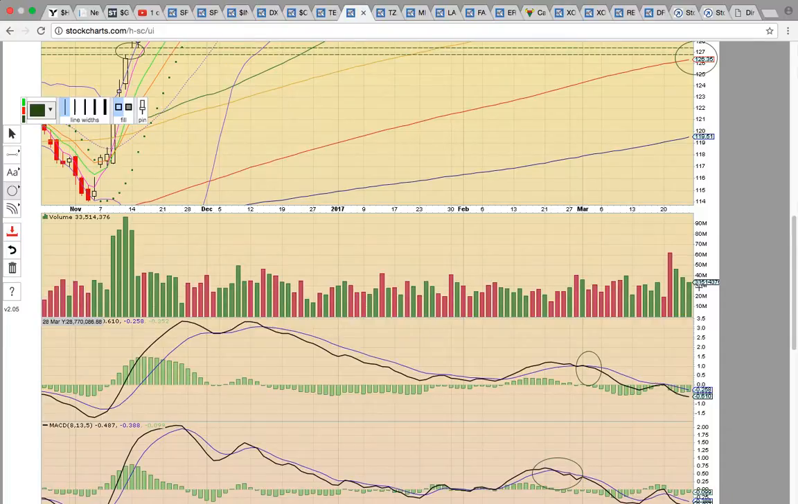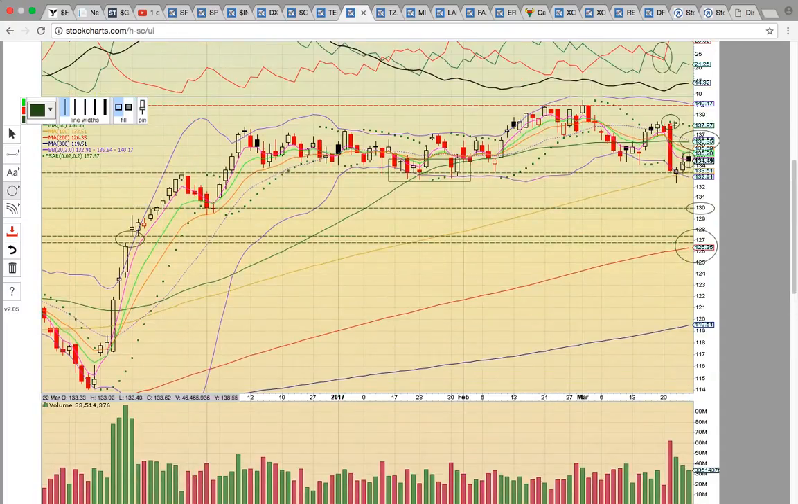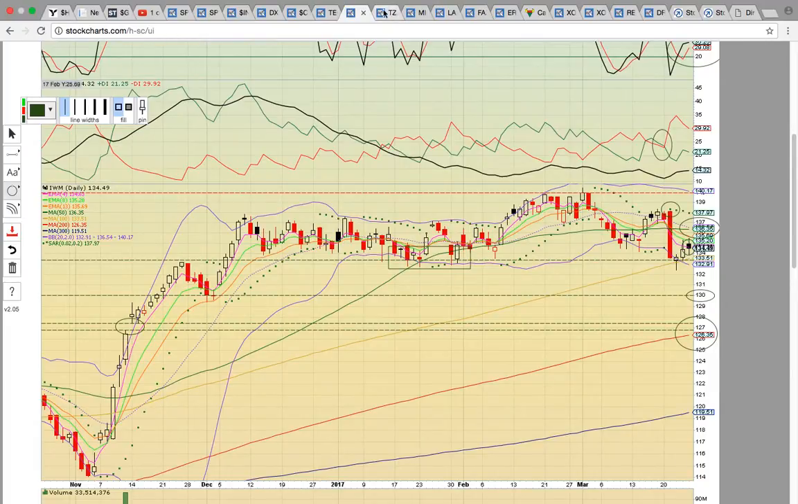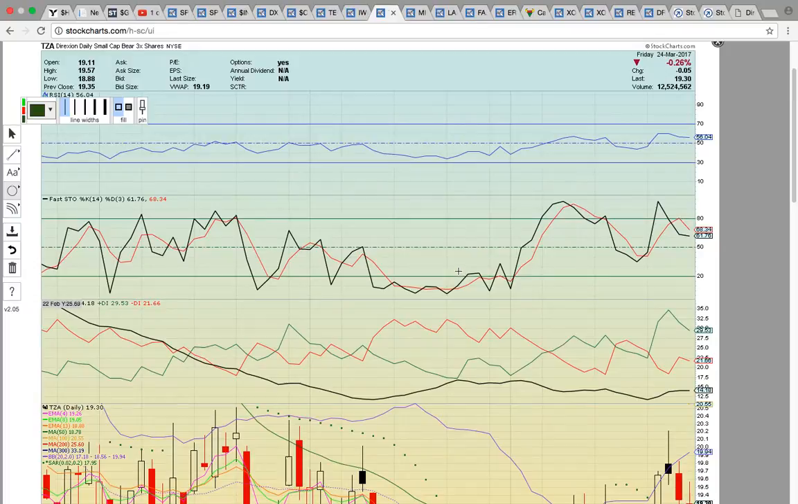Notice the declining volume pattern. MACD is bearish on both time frames, and you've got the parabolic SAR bearish flip. When IWM is bearish, what you can look at to go short the small caps would be TZA, which is the small cap bear 3 times.